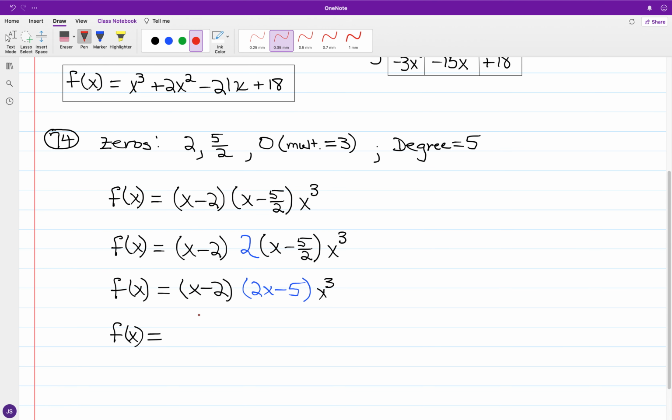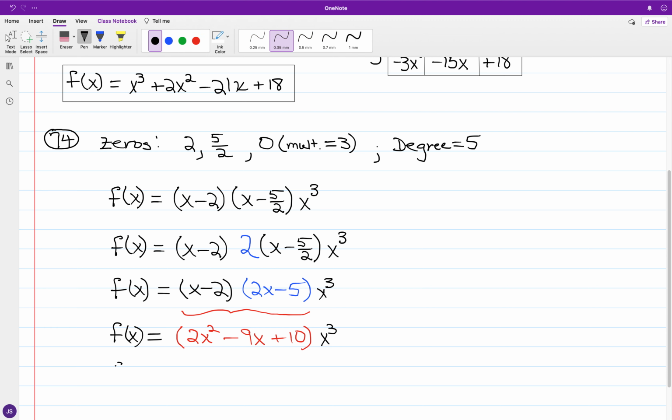And multiplying what we have throughout. If we look at just the first two factors, taking the FOIL, x times 2x will become 2x squared. Outside product we have negative 5x. Inside product we have negative 4x. Combining negative 5x with negative 4x, we will have negative 9x. And negative 2 times negative 5 is going to be positive 10. And again, we have multiplying by x to the third.